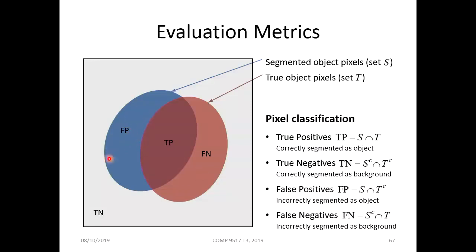So that's here, for example, false positives. And then you have false negatives. They are labeled as background, but should have been labeled as object. And with these 4 sets of pixels, you can partition the whole image into 4 sets now. A pixel is either a true positive in the segmentation, or it's a true negative, false positive, false negative. And you can use these to come up with a metric of how good is my segmentation.